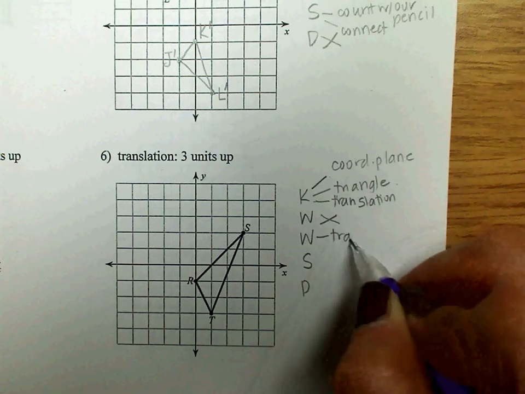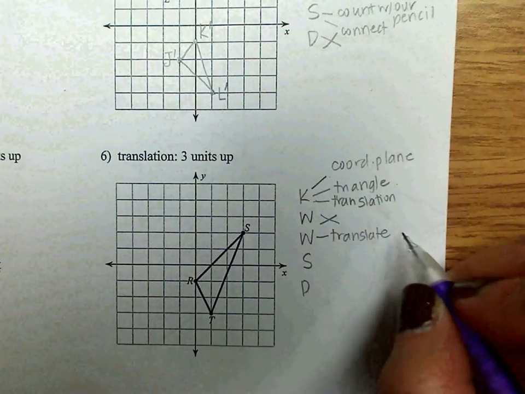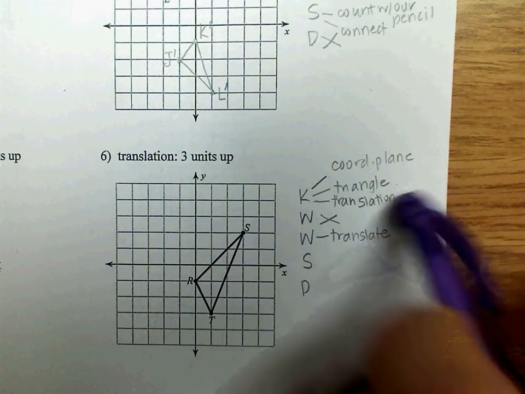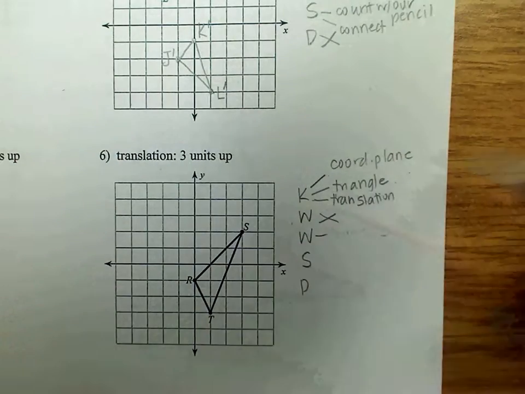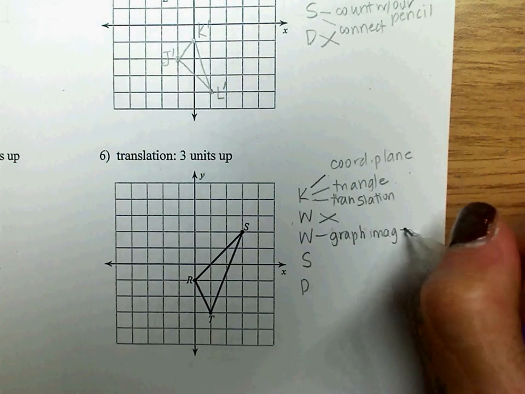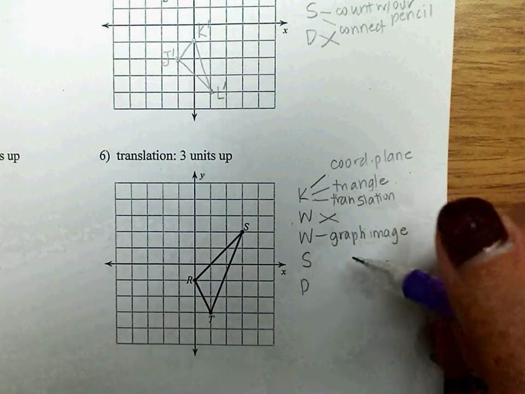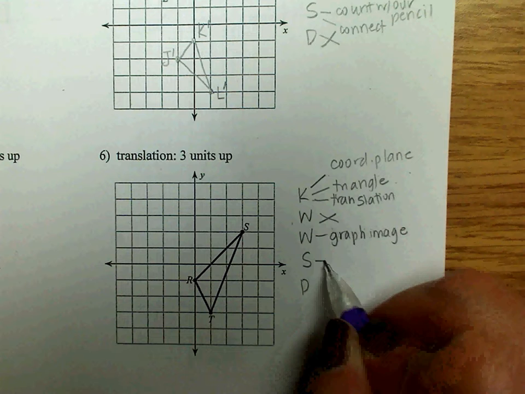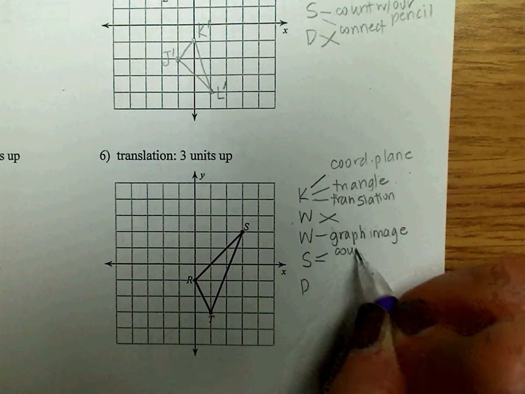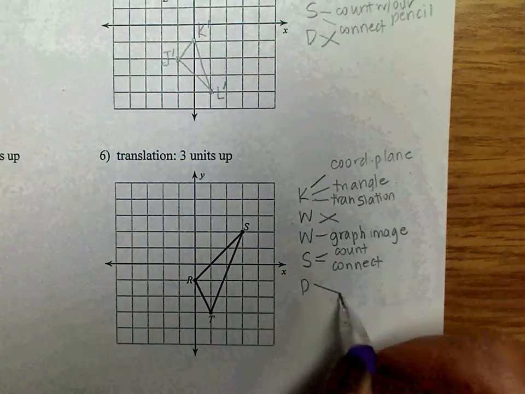It's telling you to translate or show the graph after you translate 3 units up. Okay? So we want the graph. It says to graph the image, so I'll come back to that. Now, guys, you don't have to write what I'm doing here, but it's a good idea when you get stuck to write this for yourself so you can kind of process through your thoughts of what's being asked of you. And then strategy, I'm going to count, and then I'll connect. Okay, and right now we won't worry about defense.